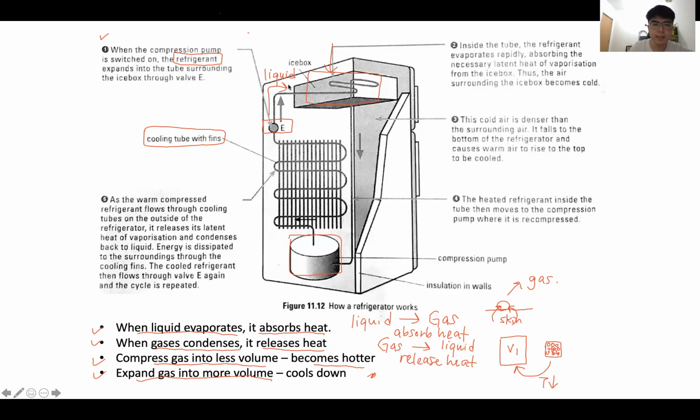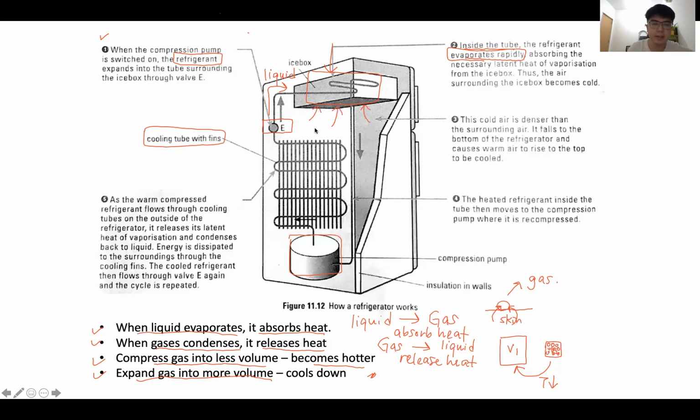Now, this liquid is then passed through the tube in the ice box. It's inside the refrigerator. What happened is that inside the tube, the refrigerant evaporates rapidly. Why does it evaporate? Because it is taking the heat from the air inside the refrigerator.